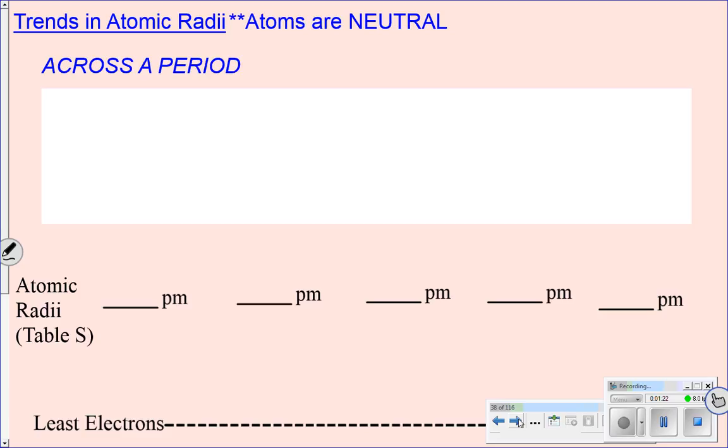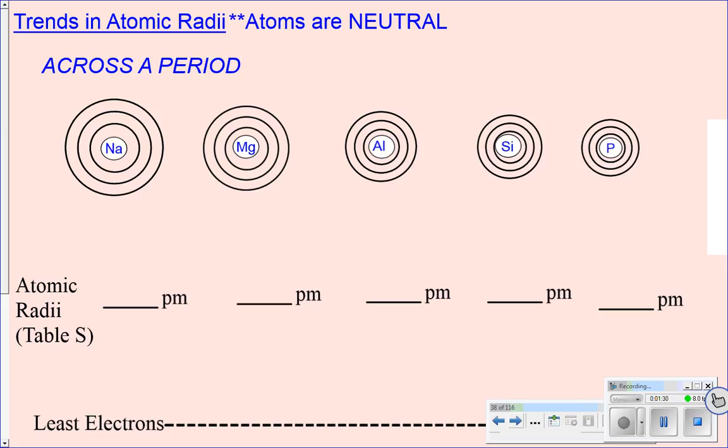If you go to reference table S, we can find sodium, potassium, etc. So we're going to start at sodium, and we're going to go over to the atomic radii column, which is the last column on there. We've got 160 picometers for sodium. Magnesium is 140 picometers. Aluminum is 124 picometers. Silicon is 114 picometers. And phosphorus is 109 picometers.